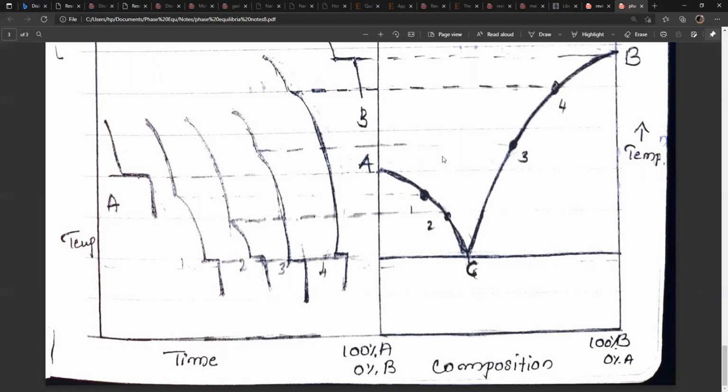This is all about the cooling curves and construction of cooling curves. You must draw these figures in your notebook. Thank you.